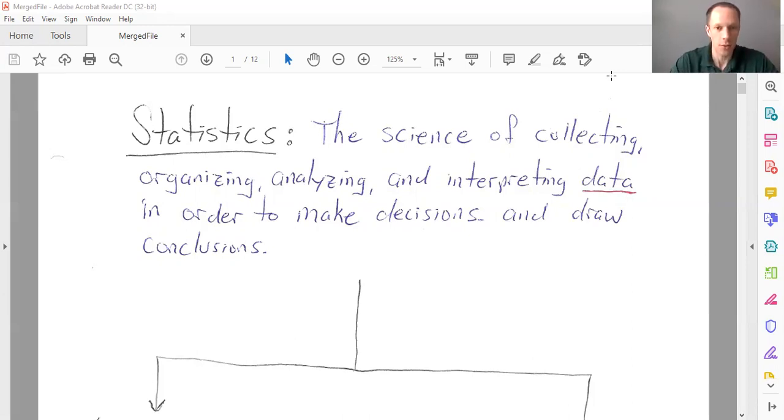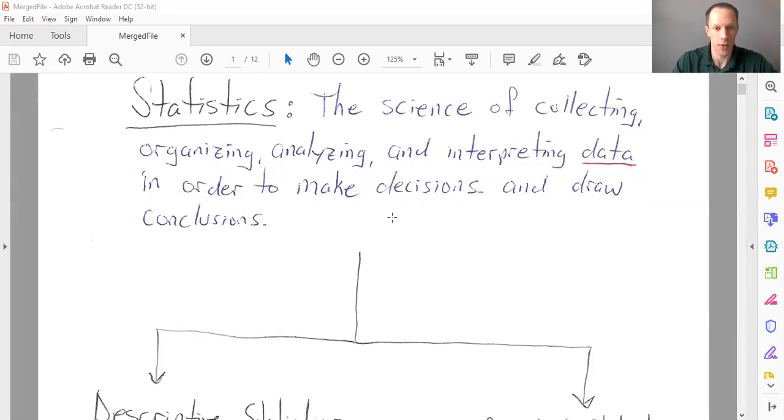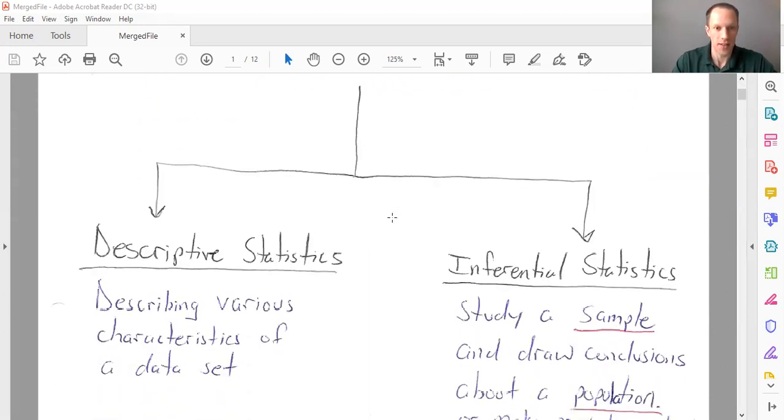of decision or so that we can draw some kind of conclusion. Now, statistics is typically divided into two branches, and we're going to talk about both of these branches in this course. One branch of statistics is known as descriptive statistics. Descriptive statistics, if you look at that word descriptive, you could probably see the root word behind it, describe. Okay, so descriptive statistics is where we're describing various characteristics of a data set.